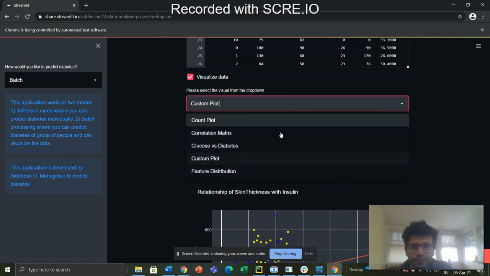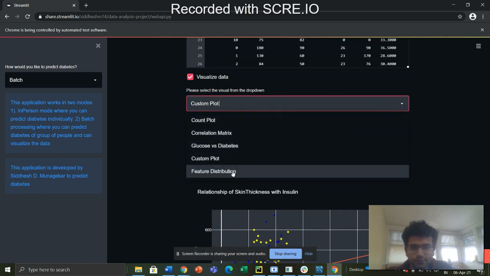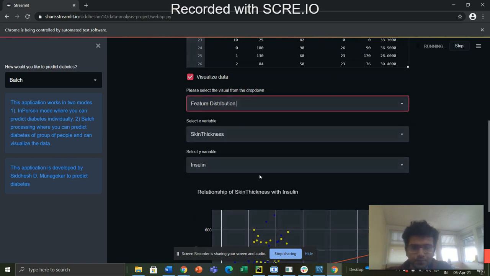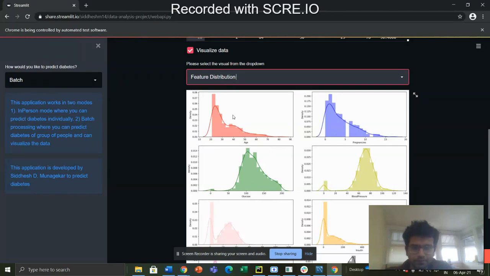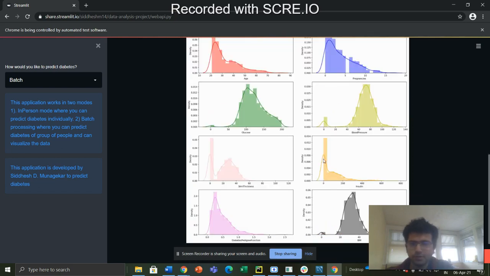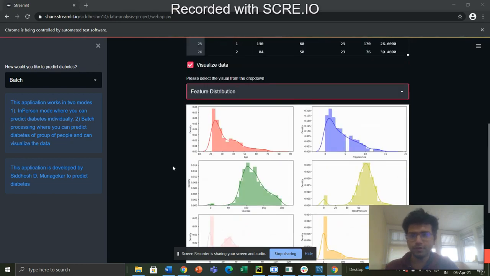Then comes feature distribution. If a data scientist wants to understand the distribution of each feature, age is right skewed, and blood pressure is normally distributed.